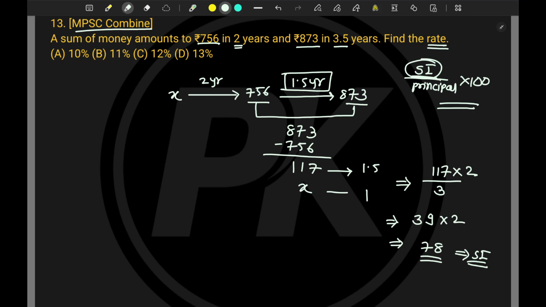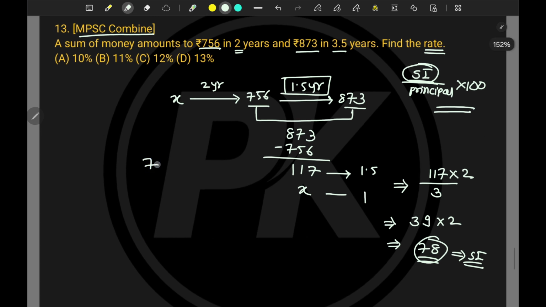Okay, no problem. So simple interest earned is 78. Principal amount we don't know. Now how to calculate the principal amount? Here simple interest is 78, which is earned for 1 year, so for 2 years, that means 78 plus 78. Now if I do this summation, that will be equal to 156. So 756 minus 156 is equal to 600. So that is my principal amount.